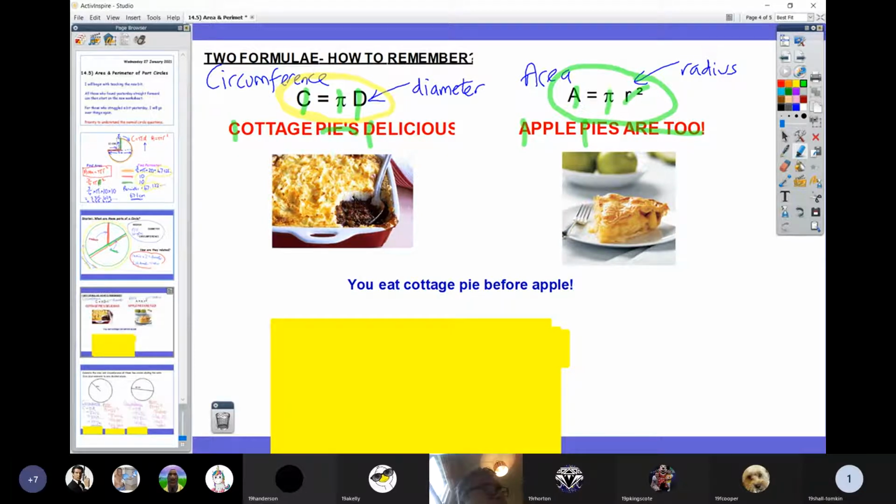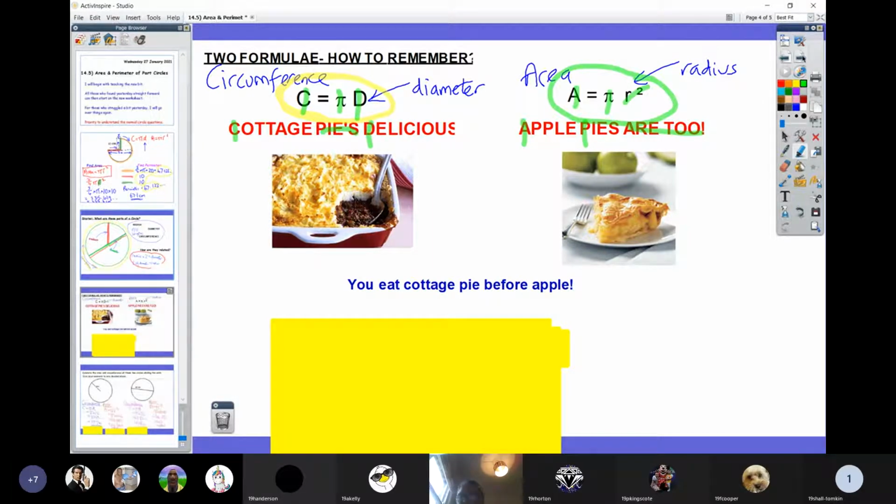So anybody who is struggling a bit, does anybody want to ask me any questions about the two formulae? The one on the left is what you use if the question's asking you to work out the circumference, and the one on the right is if the question's asking you to work out the area. So please feel free to wave or unmute and ask for help if you don't quite understand what's on that slide.